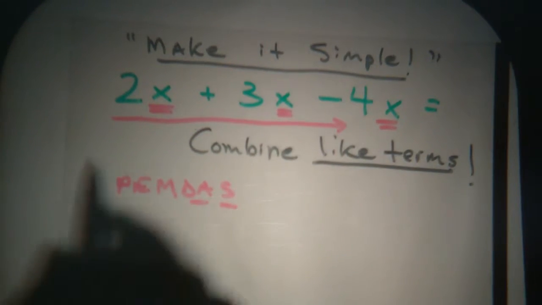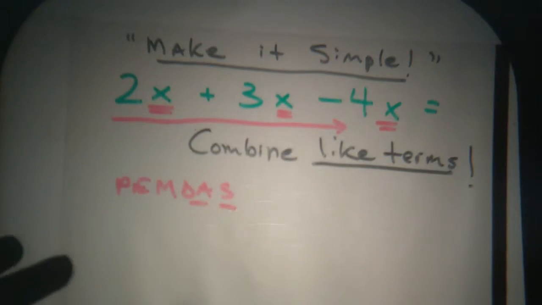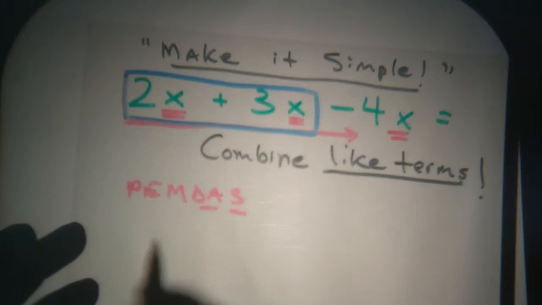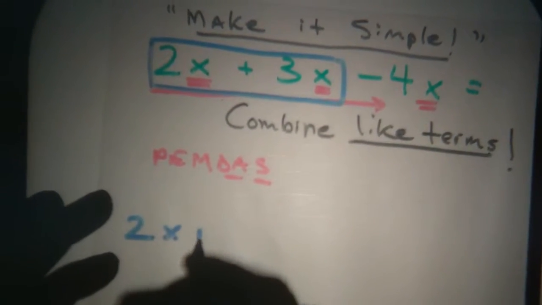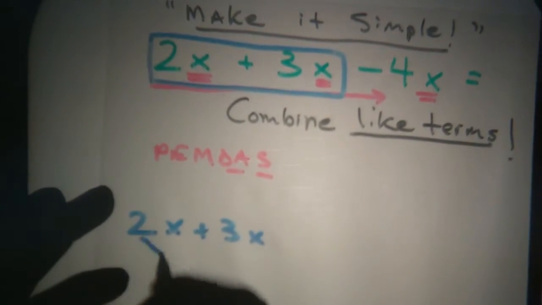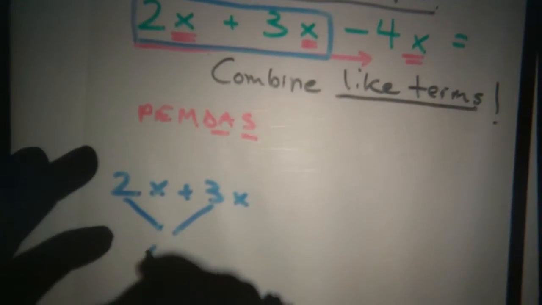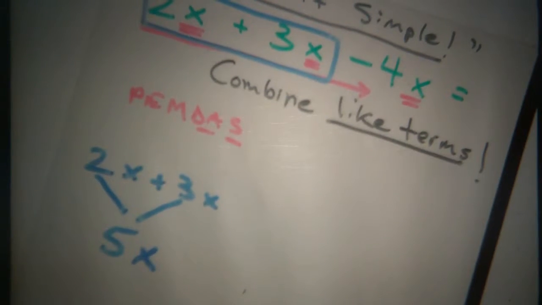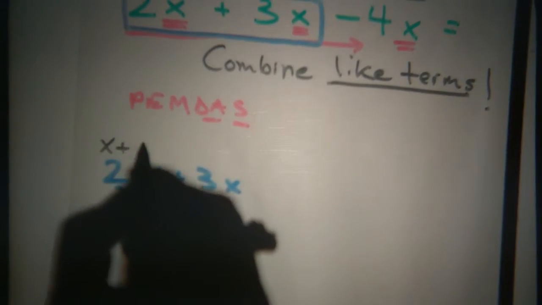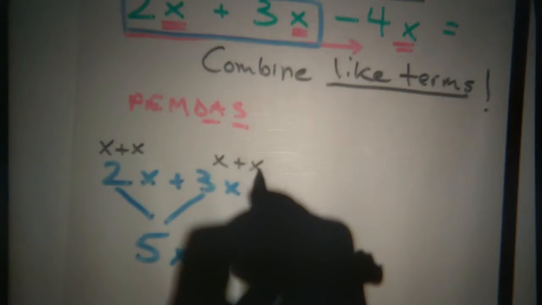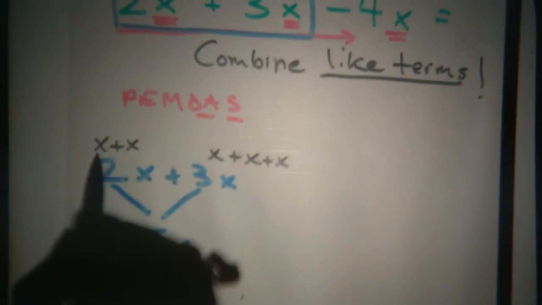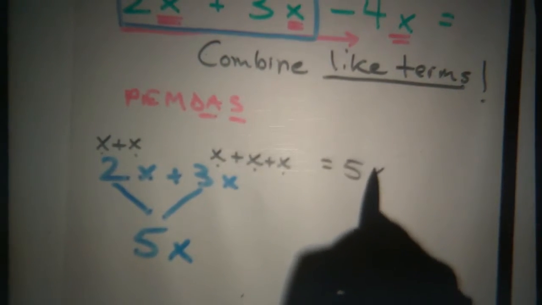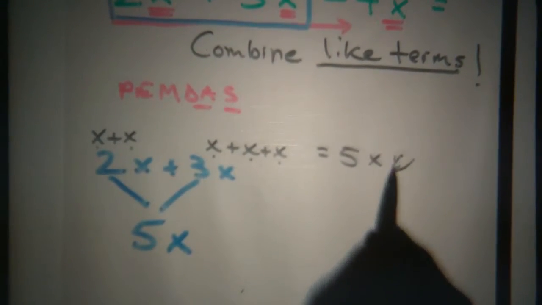So first things first, I'll take my first 2 terms and see what I come up with. I'm going to take these 2 terms. So I have 2x plus 3x. 2 plus 3 is 5. 5 what? 5 x's. How do I know that? X plus x, x plus x plus x. How many x's? 1, 2, 3, 4, 5. 5 x's. Yep, double check correct.